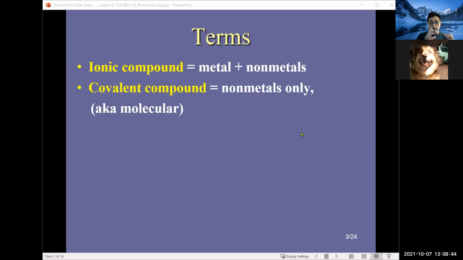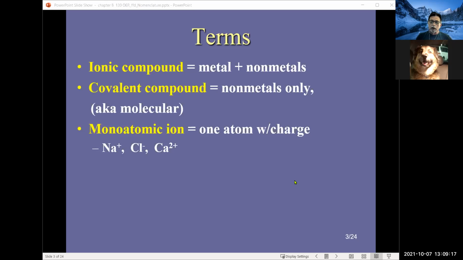Covalent compounds, combination of nonmetals only, okay, also known as molecular compounds. Keep in mind also, a subgroup of covalent compounds are polar and nonpolar. Polar and nonpolar compounds are covalent. It's just that the difference in electronegativity makes one covalent compound or bond a polar bond, okay? And if the polar bonds do not cancel out, we end up with a polar molecule.